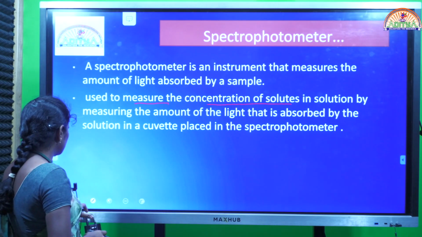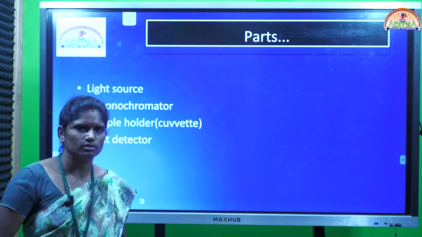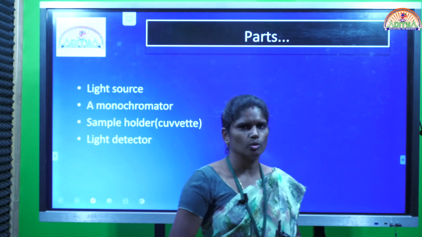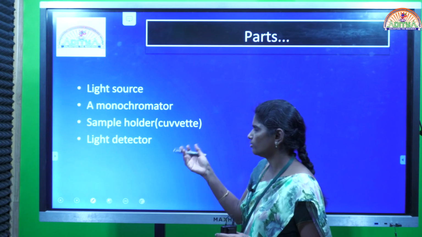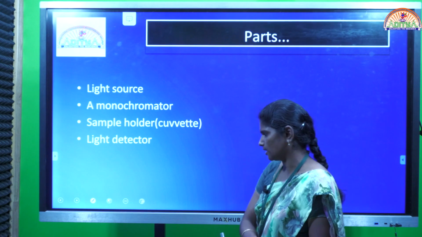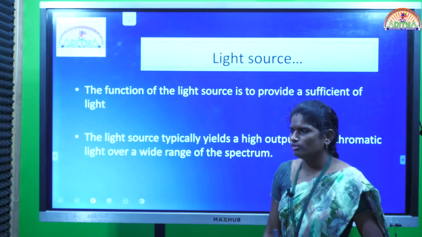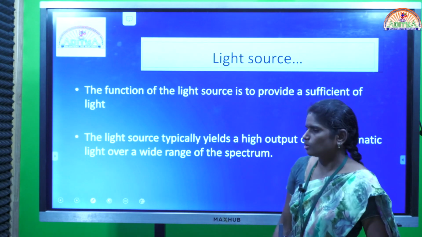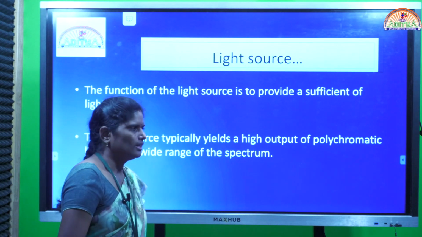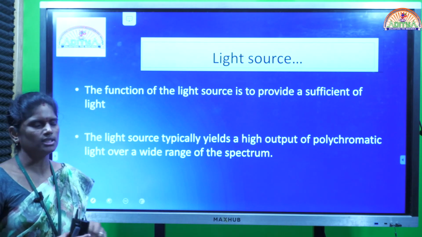We call them visible spectrophotometer or UV spectrophotometer, or a combination which is called UV-visible spectrophotometer. This spectrophotometer contains the basic components: a light source, a monochromator, a sample holder and a light detector. These are the basic components commonly present in a UV-visible spectrophotometer. The light source is the basic component of the instrument whose purpose is to provide the electromagnetic radiation to interact with the sample matter.